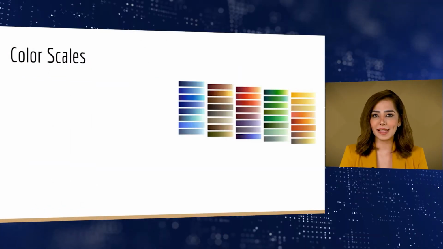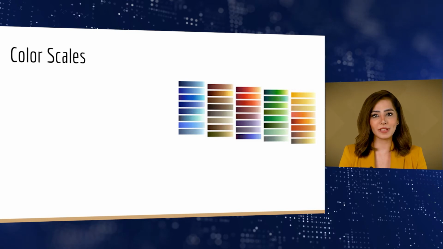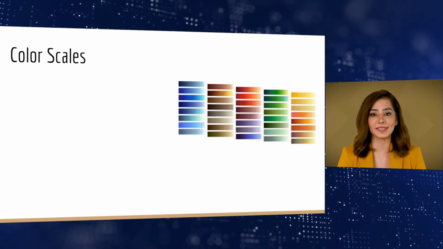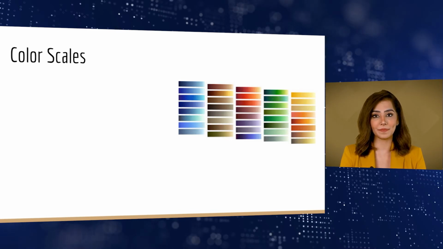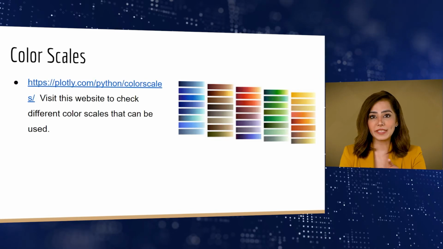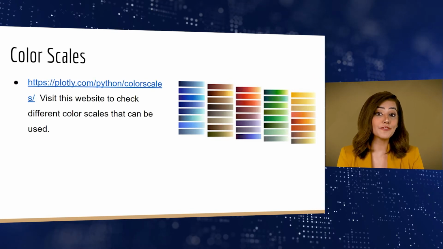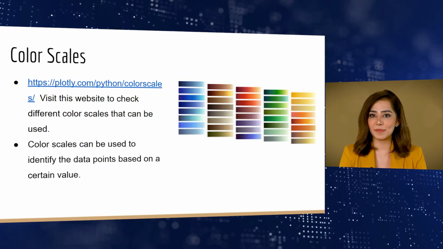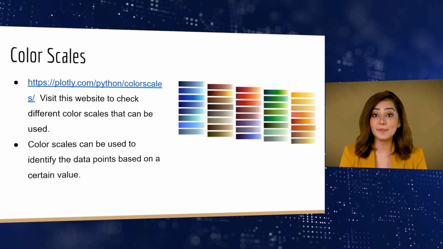Next one is color scales. We'll talk about color scales and how these color scales can be used in charts for better understanding the insights present in the data. We have so many color scales available in Python, which can be used for data visualization. Visit this website to check different color scales that can be used. Color scales can be used to identify the data points based on a certain value.